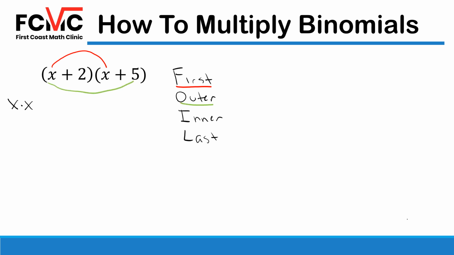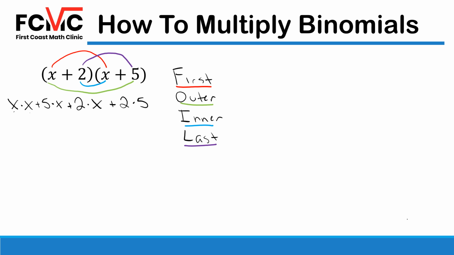Next is going to be outer. So the outermost numbers or values inside the parentheses. So that's going to be plus 5 times x. Then we've got inner, so the innermost values in the parentheses. So plus 2 times x. And again, these are values we're multiplying together. And then we've got the last values in the parentheses. So in this case, it's 2 and 5. So 2 times 5.